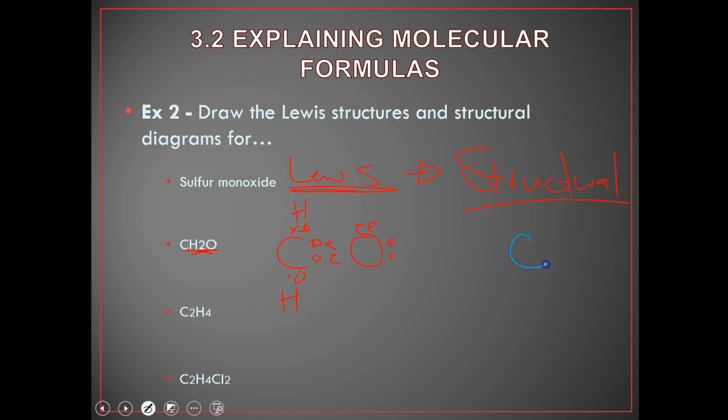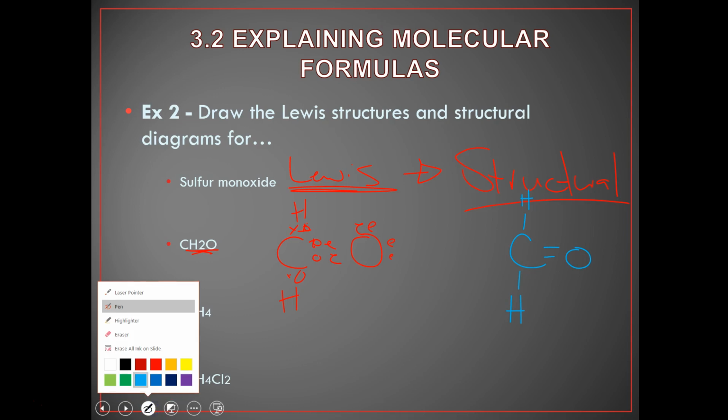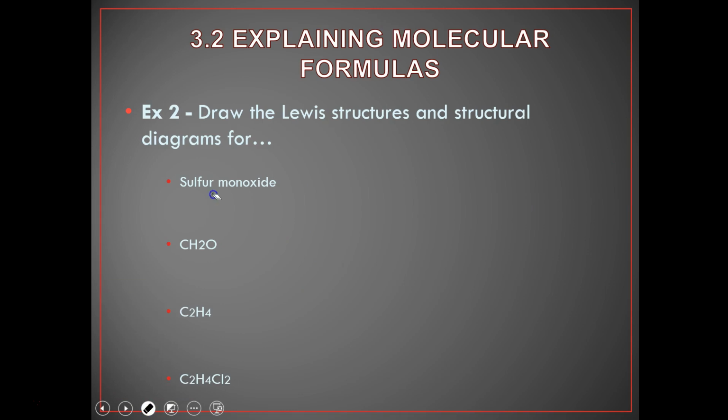Alright, so between the carbon and the hydrogens, I would just have a single bond. And then that is double bonded to the oxygen. Now in a 3D space, that's not necessarily what it would look like, but we'll look at that Monday. Alright, so, is that what everybody got?